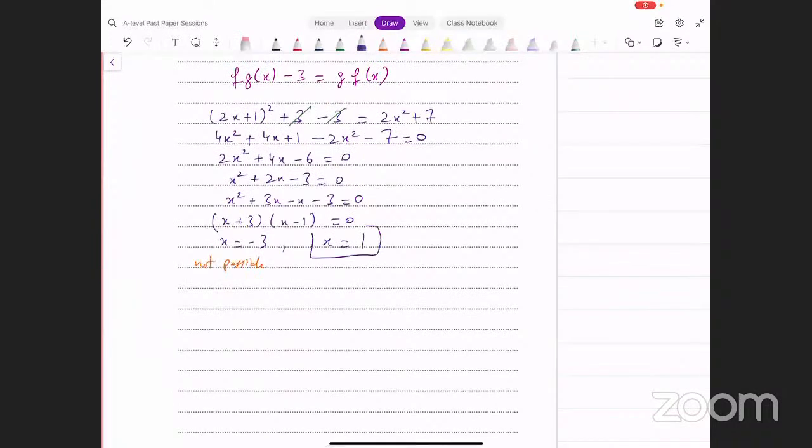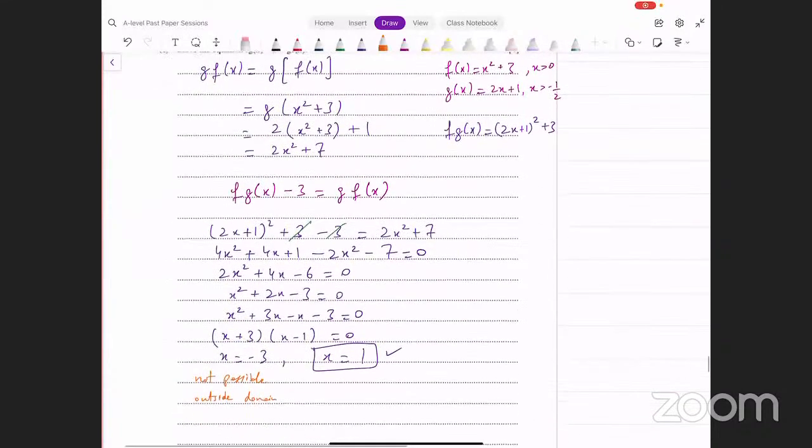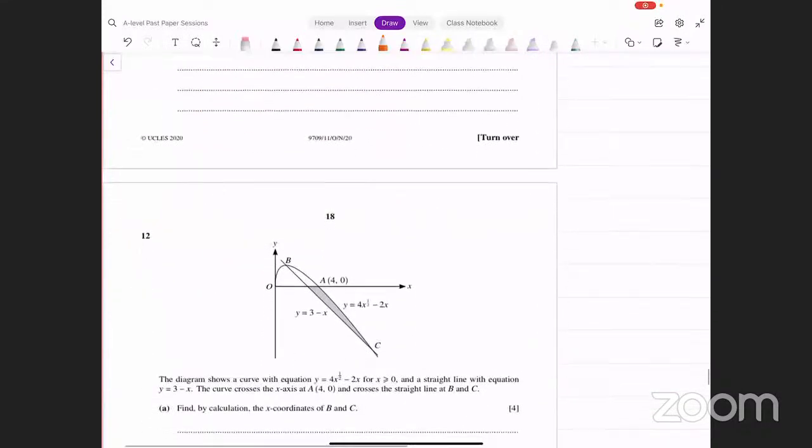आपने कहना है x is only equal to 1. That's the only answer that we got for this. x equals 1. Why is this not possible? Because this is outside the given domain. ये domain में नहीं आ रही है, ये नहीं possible. x equals 1 आपका एक solution होगा इसका. ठीक है? All right. Okay, we have another question.